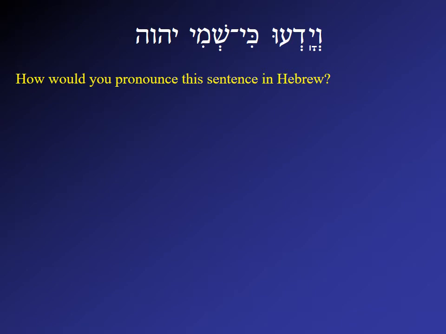v'yadeu, the meteg, the vertical line next to the qamets, indicates that this is a long a and not a short o. V'yadeu. The next phrase, ki shmi, and then Adonai. So altogether, v'yadeu ki shmi Adonai. V'yadeu ki shmi Adonai.